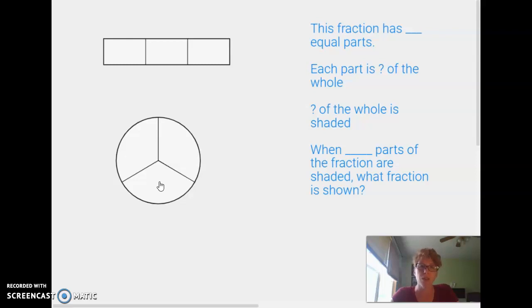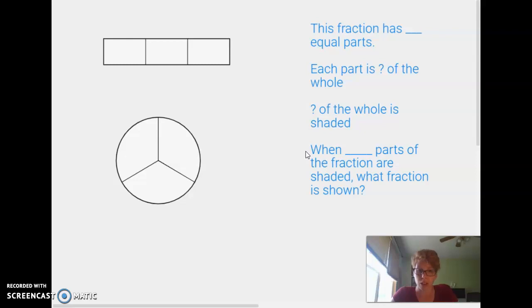And we're also going to be working with 4 questions or 4 statements. This is what we're going to be discussing. We're going to be figuring out this fraction has how many equal parts. We're going to be asking ourselves, each part is how much of the whole. We'll be making a fraction with that. Next one is how much of the whole is shaded. We'll be making another fraction. And then last, when a certain number of parts of the fraction are shaded, what fraction is shown? So those are the questions and statements we'll be answering with each fraction we show.